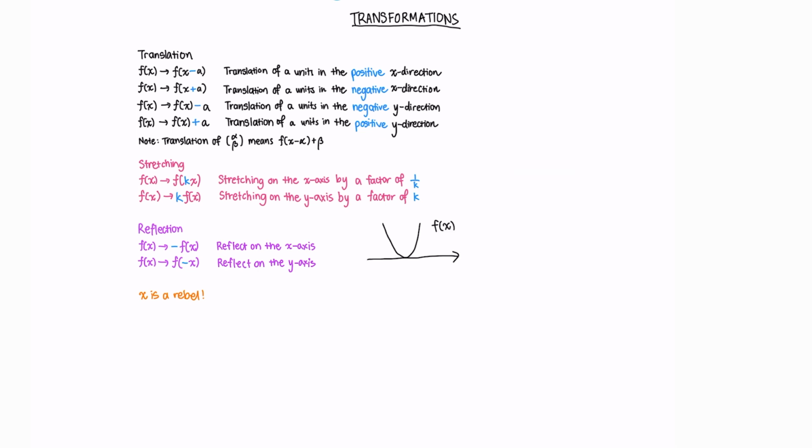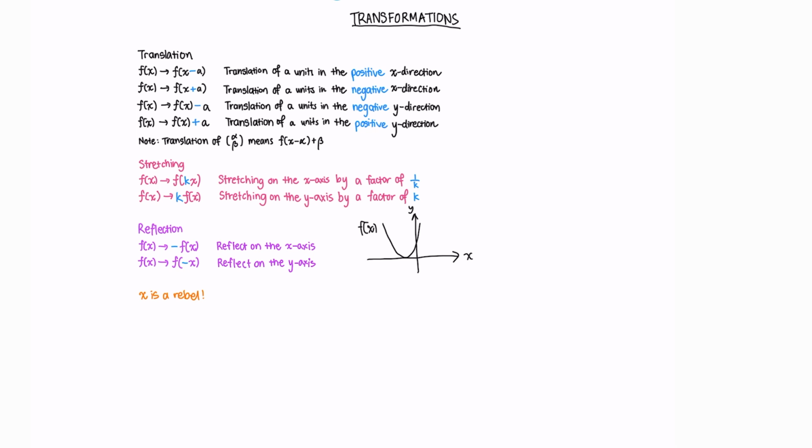And finally, we have reflection. Let's focus on the first one over here. If we want to reflect on the x-axis, this means reflecting like this. We're reflecting all the points on the x-axis. This is the graph of -f(x). And for f(-x), this is a reflection on the y-axis.